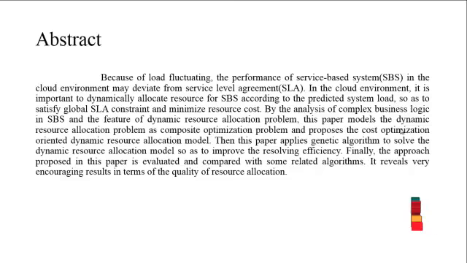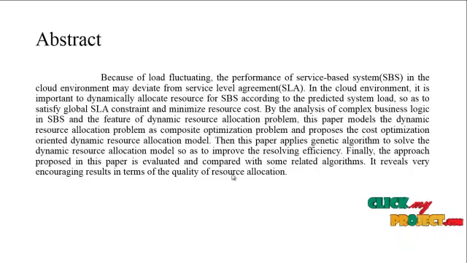This paper models the dynamic resource allocation problem as a composite optimization problem and proposes the cost optimization oriented dynamic resource allocation model. Then this paper applies a genetic algorithm to solve the dynamic resource allocation model so as to improve the solving efficiency. Finally, the approach proposed in this paper is evaluated and compared with some other related algorithms. It reveals very encouraging results in terms of the quality of resource allocation.